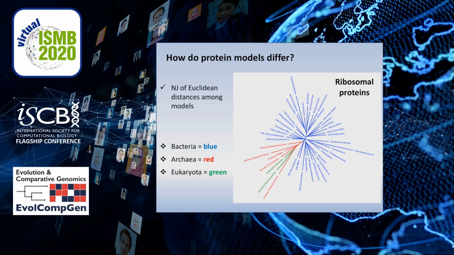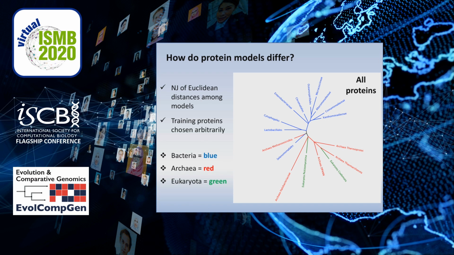So, do the models differ? Well, yes. We see a clear differentiation between bacteria on the one hand in blue and an archaeal eukaryotic group in green and red. Within each group, there's no real congruence with the species tree. This is ribosomal protein models. What if we go to all proteins? Something very similar, a little more complicated because we have the methanogenic archaea coming out with one specific group of bacteria. However, they are united by a very short branch. So a very similar pattern.